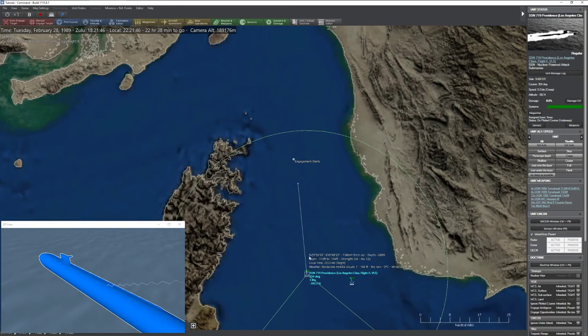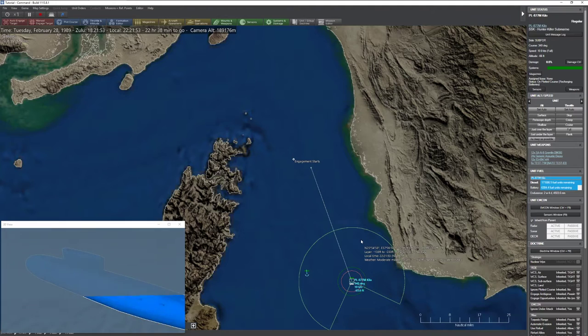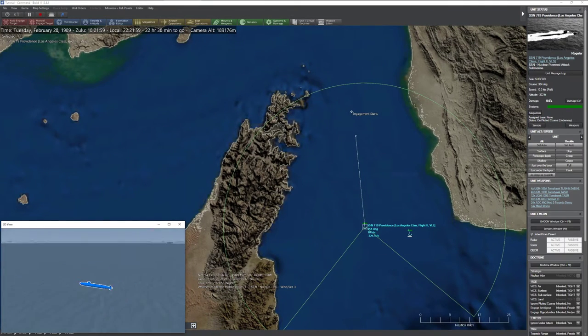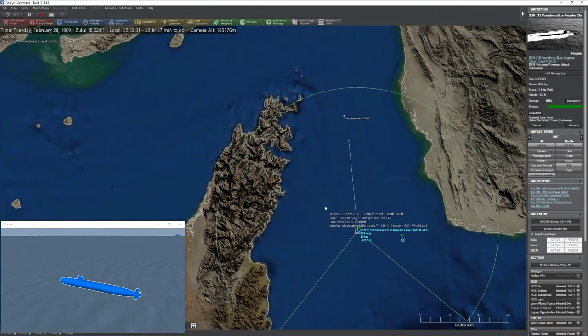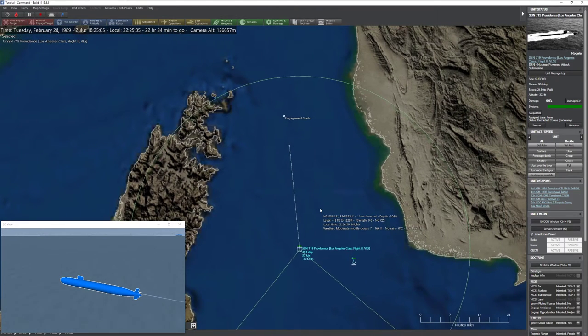As we start getting closer to that point, we're going to have to be progressively slower. I'm going to order him back up to full speed. I'm going to go ahead and avoid cavitation. And of course, the problem with this now is we're not going to be able to get our Kilo caught up. So I'm really hoping my Los Angeles here is going to be able to spot the target so that we can basically get him in a better position, if that makes sense. All right, let's see how we're doing.